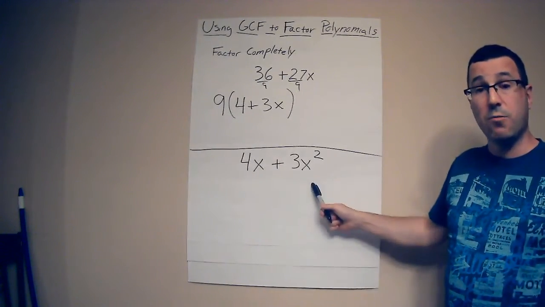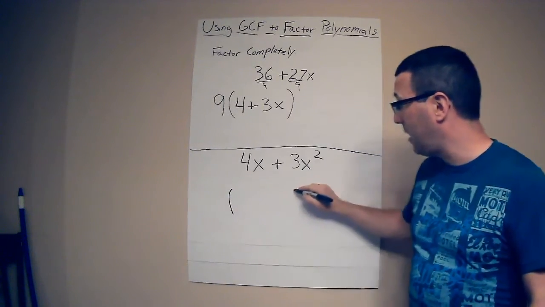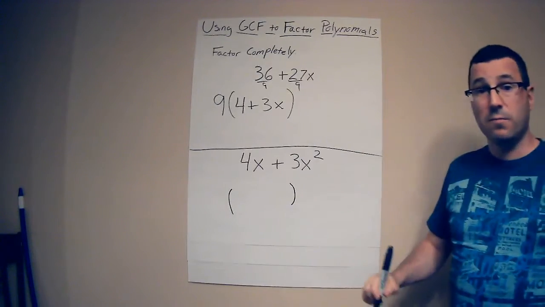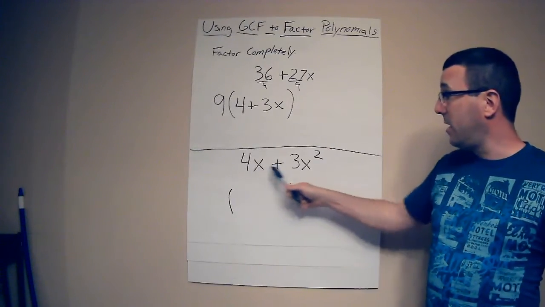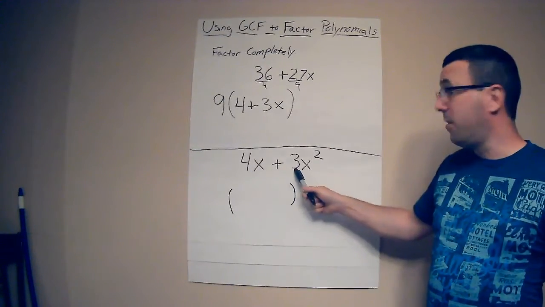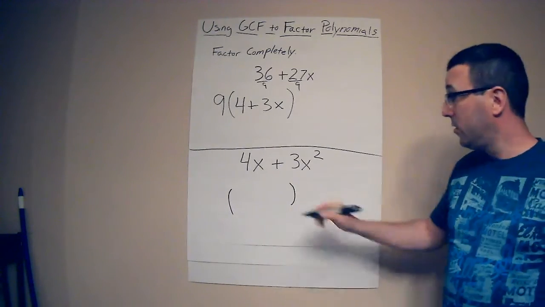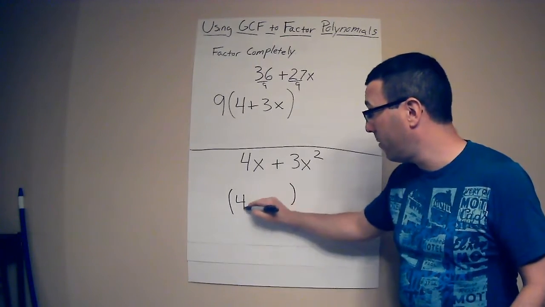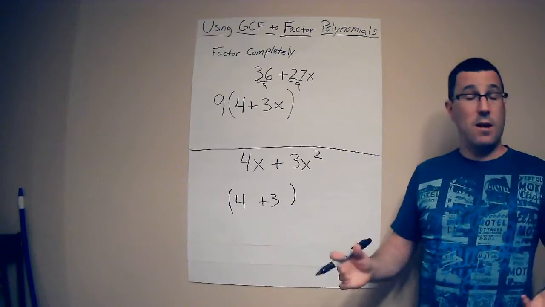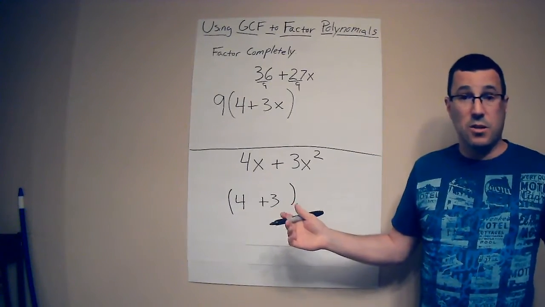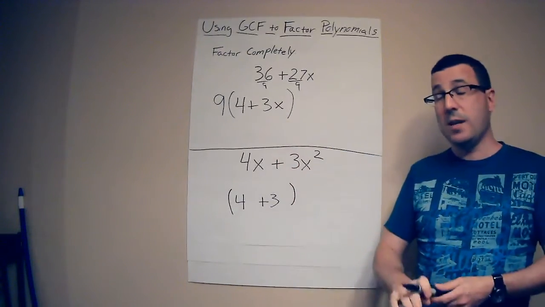So now we move to the next: 4x plus 3x squared. Again, I'm going to set up my parentheses ahead of time. First thing I'm going to do is look at the numbers 4 and 3. 4 and 3 have nothing in common except for 1. So I'm going to write 4, I'm going to put plus, and I'm going to put the 3 right after, because that's as good as they're going to get. They're going to go into parentheses because that's as small as we can get it.